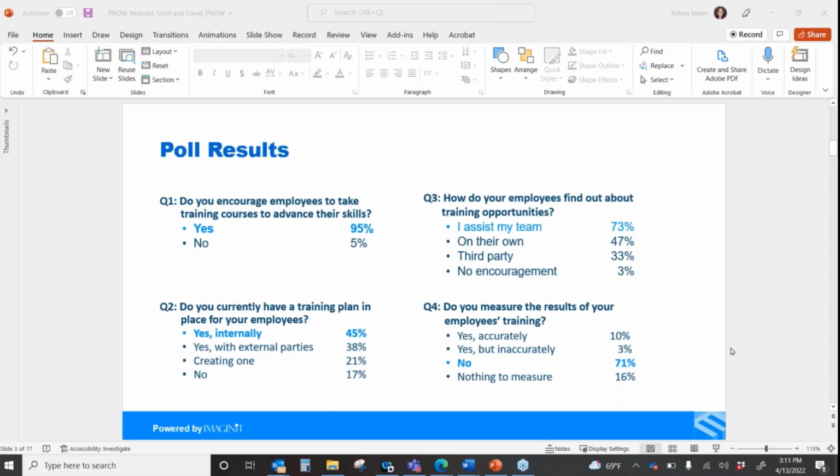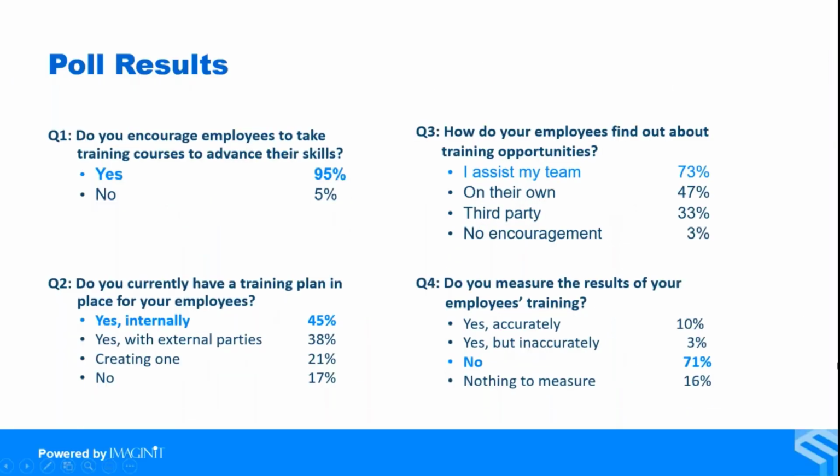So again, thank you so much for taking the time to do the poll results. So the first question is, do you encourage employees to take training courses to advance their skills? 95% of you said yes, 5% say no. So this is a really good group of people that we have here, Scott, that are organizations that want to do some learning and development, which is fantastic. I wish I could say it's more common, but I guess since you're in a webinar where we're talking about learning development, this is more of the norm.